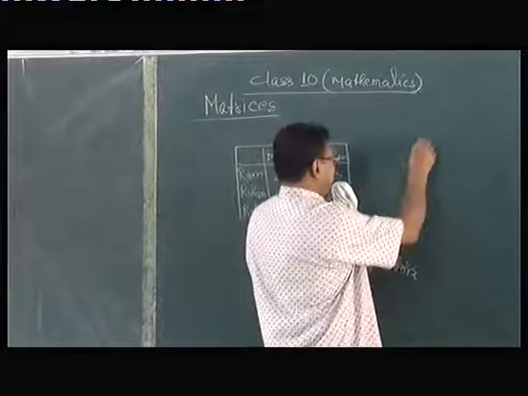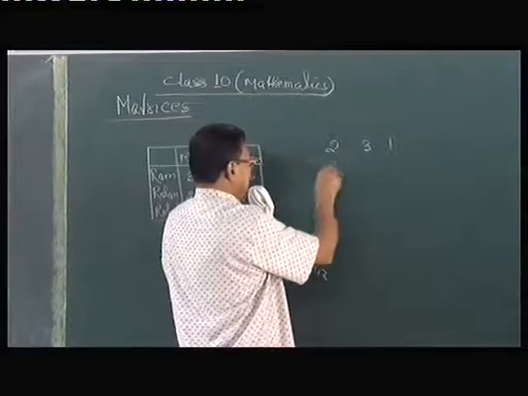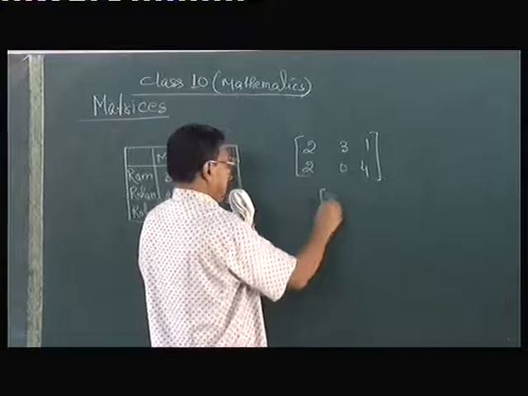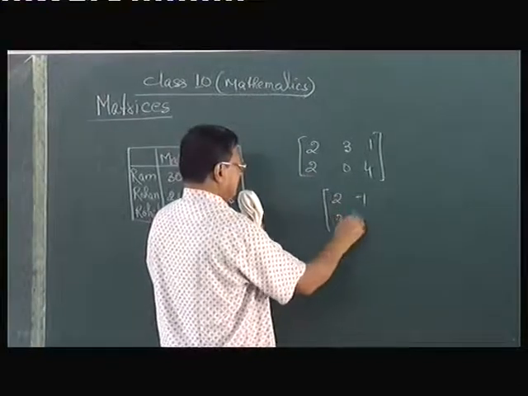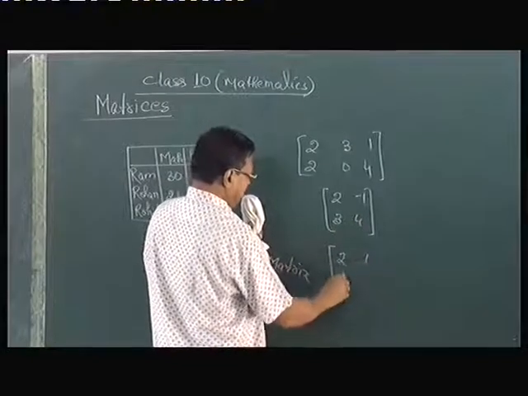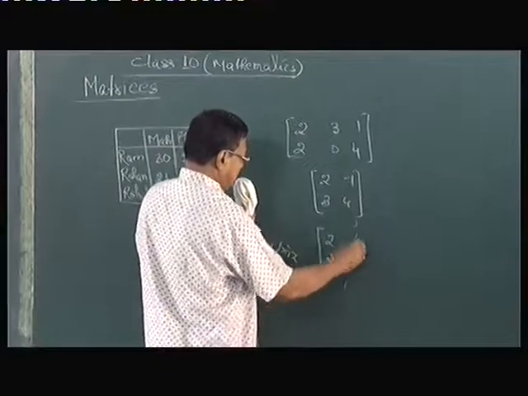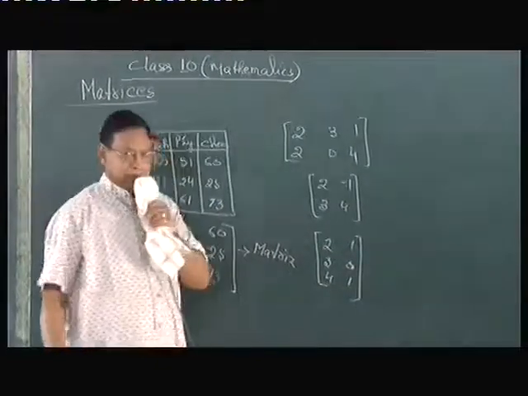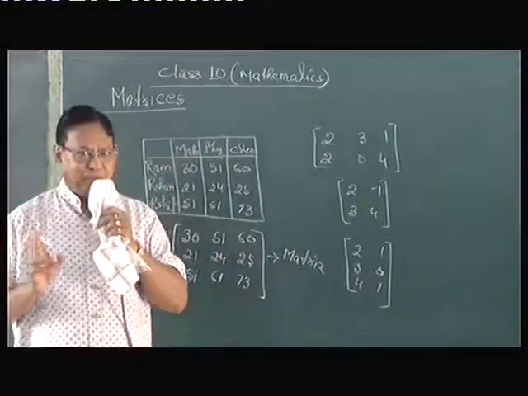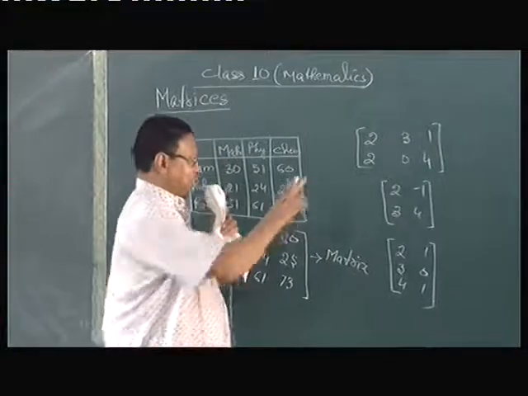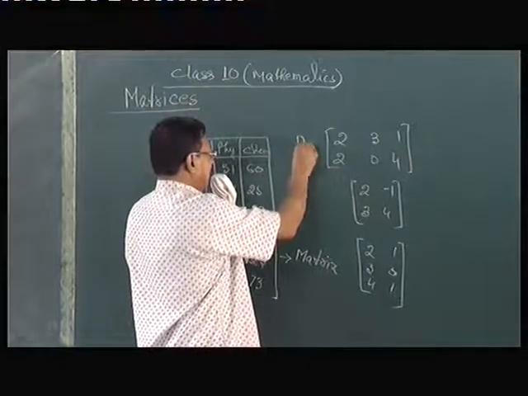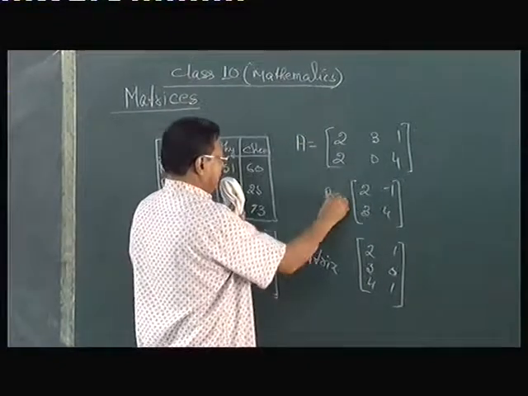So here it is. So these are all matrices. Now keep note, no commas in between, no lines in between, only the numbers written. Okay? A matrix is denoted by a capital letter. So this is a matrix A, B and C.